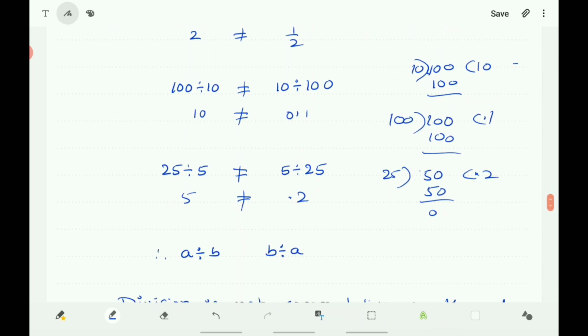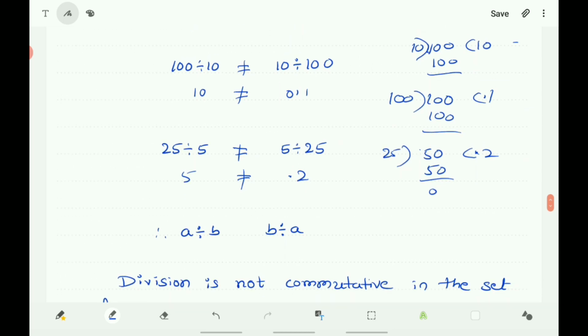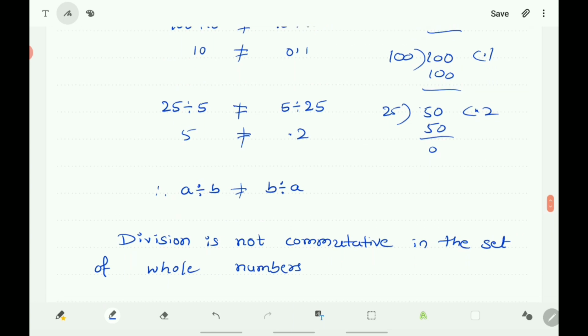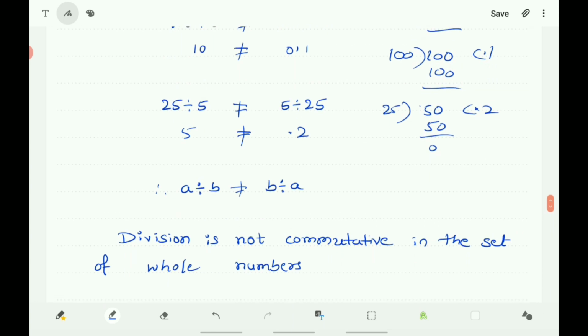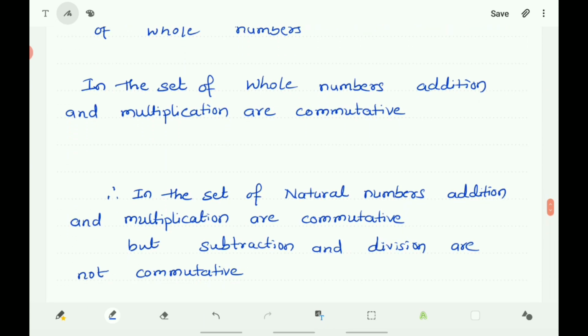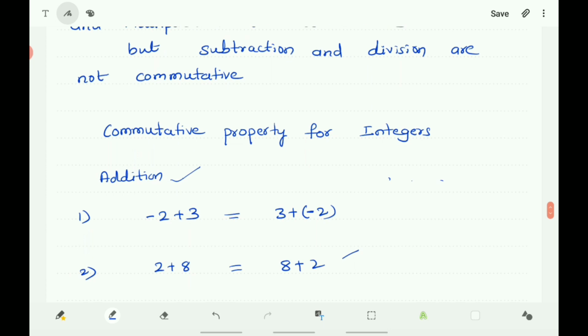That is, for all a, b belonging to whole numbers, meaning for all whole numbers a and b, a divided by b is not equal to b divided by a. Therefore, division is not commutative for the whole numbers. Next, let us check the commutative property for integers.